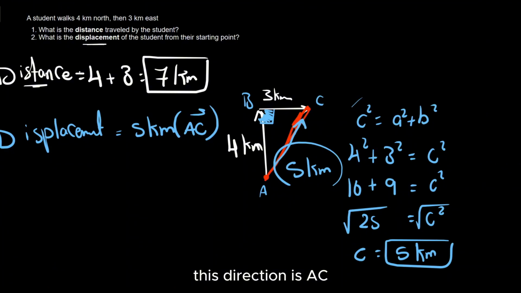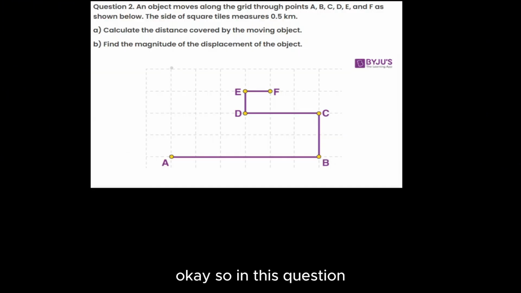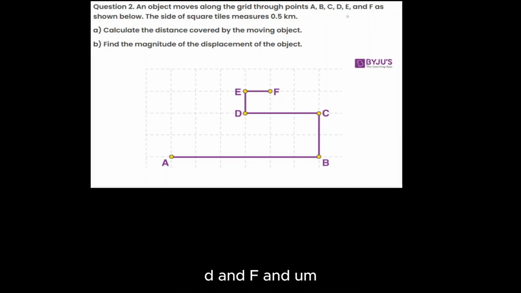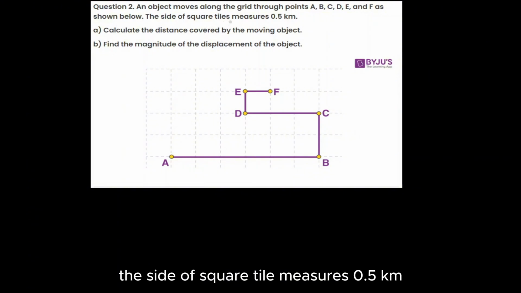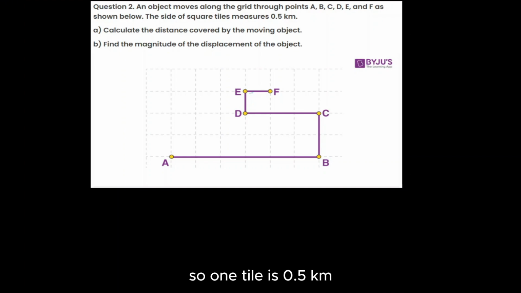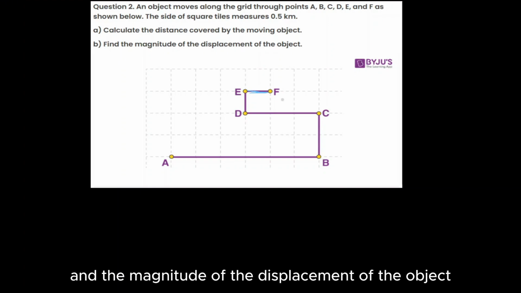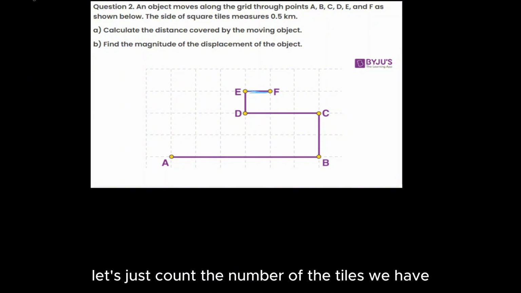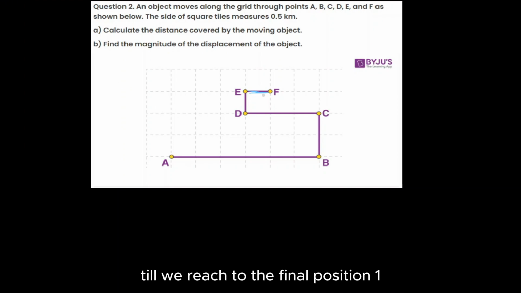Okay, so in this question, it says an object moves along the grid through points A, B, C, D, and F, and the side of a square tile measures 0.5 kilometers. So one tile is 0.5 kilometers. It needs us to calculate the distance covered by moving the object from A to F and the magnitude of the displacement of the object. So starting with the distance. If you know that one tile equals 0.5 kilometers, let's just count the number of the tiles we have till we reach the final position.